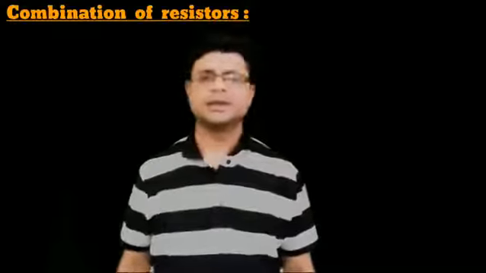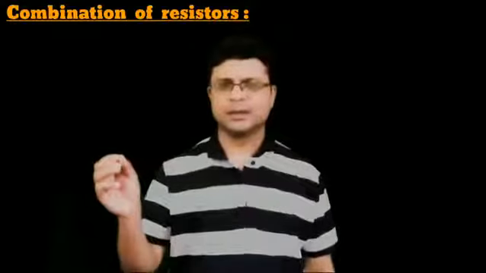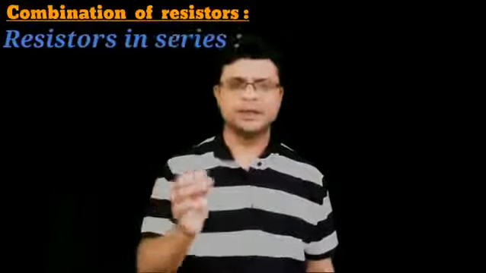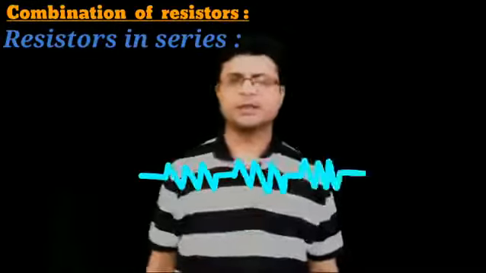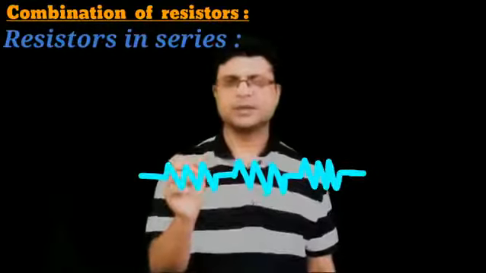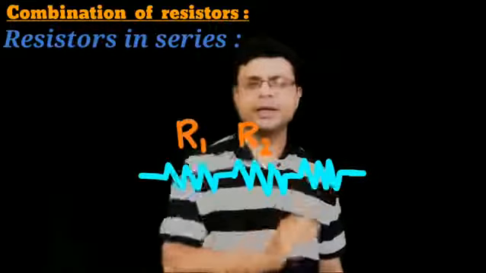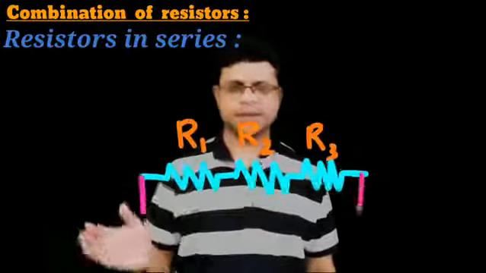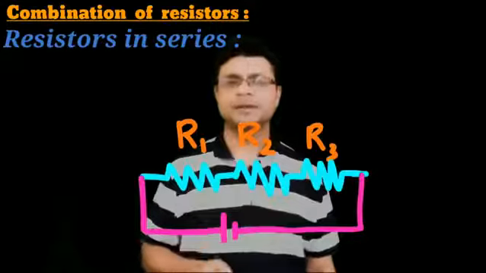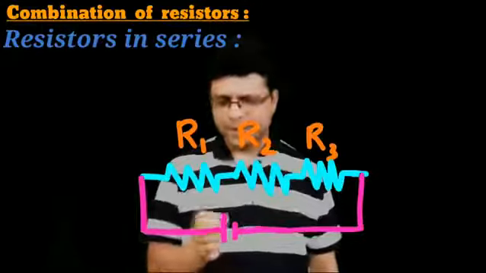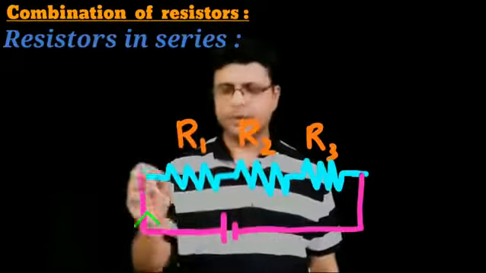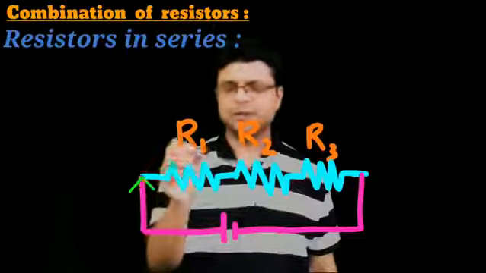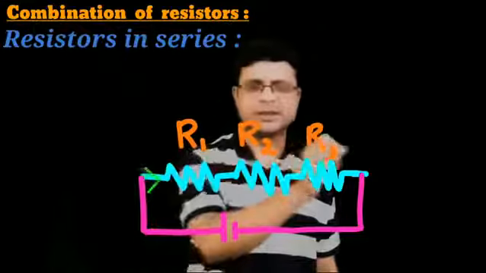Now, let us discuss the resistors when they are in series connection. Here we have taken three resistors. The resistances are R1, R2 and R3. They are connected across this battery, you can see. Alright, now current is flowing from the positive terminal. What is happening? This current is flowing through all the three resistances.